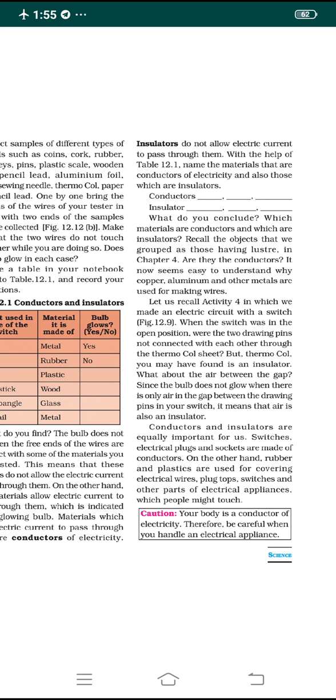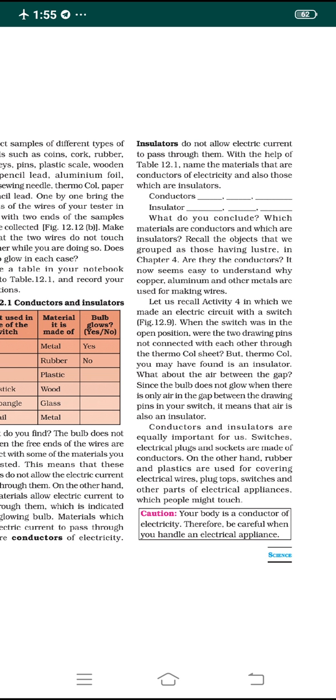Conductors and insulators are equally important for us in our day-to-day life. Switches, electrical plugs and sockets are all made of conductors. On the other hand, rubber and plastic are used for covering electrical wires, plug tops, switches and other parts of electric appliances which people might touch. Such parts, such as plug tops, switches and electrical wires, are used in electrical appliances which people might touch.